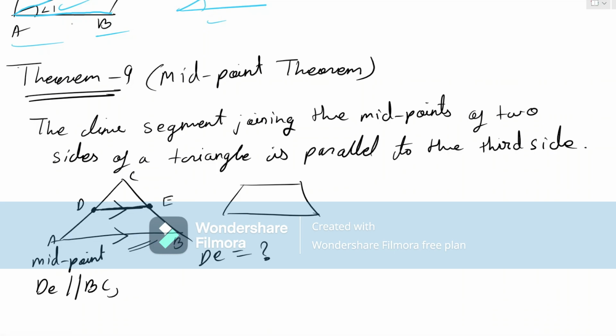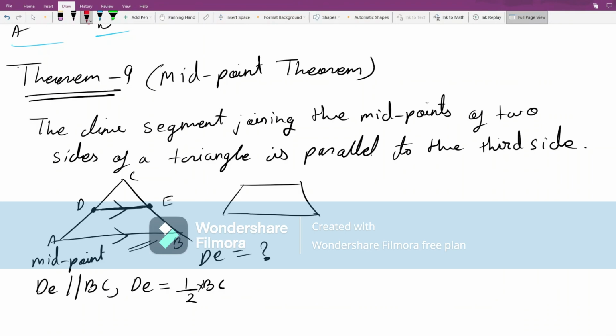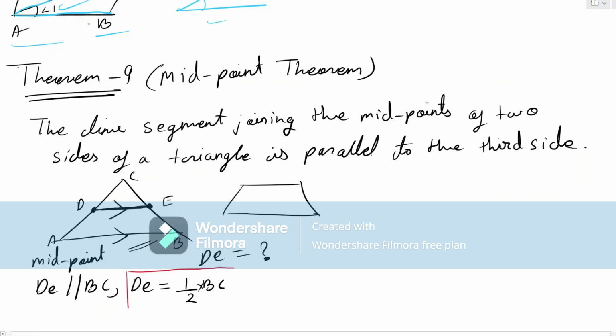So here is the formula. DE is equal to half into BC. This is a golden formula, and I think the first formula new to you, so make sure to remember it. If you want to find the length of the parallel side that you have just created, that is DE, then you need to apply this formula.